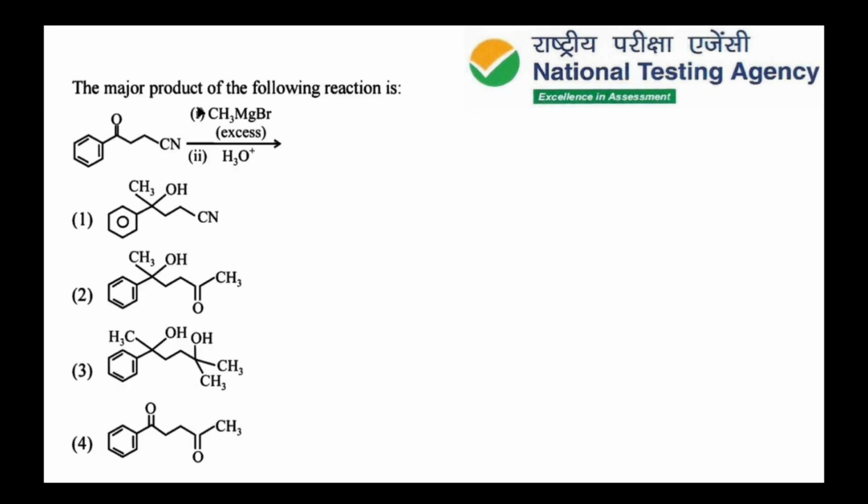The next question is: the major product of the following reaction is. They have given an organic compound. It reacts with methyl magnesium bromide, that is Grignard reagent in excess, followed by hydrolysis. In this molecule, the carbonyl group and the nitrile group both can react with Grignard reagent.